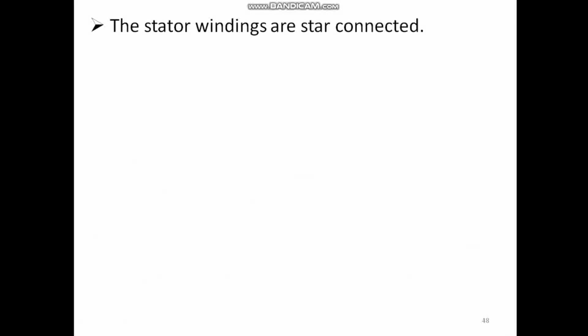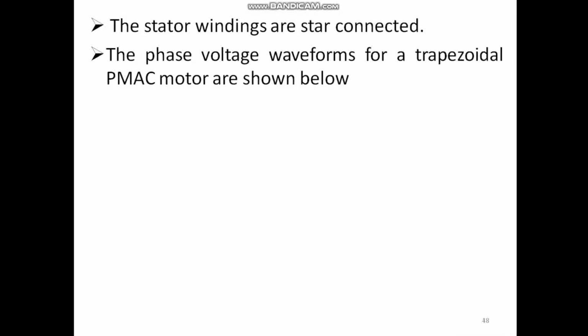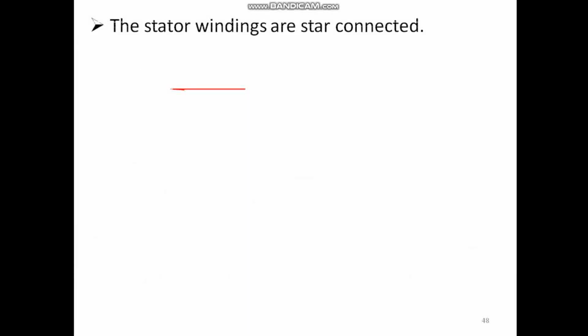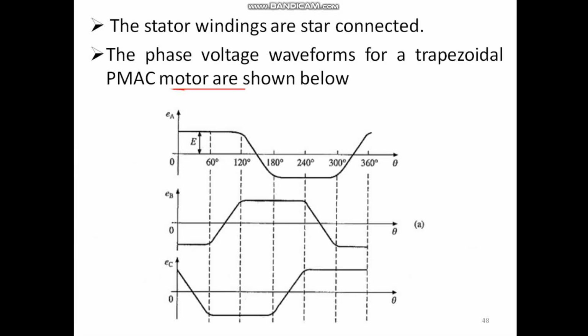Okay, so the stator windings are star connected, and as I said, it will have rotor position sensors. The phase voltages for a trapezoidal PMAC are shown below. Phase voltages means what? There are three phases, A, B and C. So the phase voltages are your EA, EB and EC. This is how my phase voltages are here.